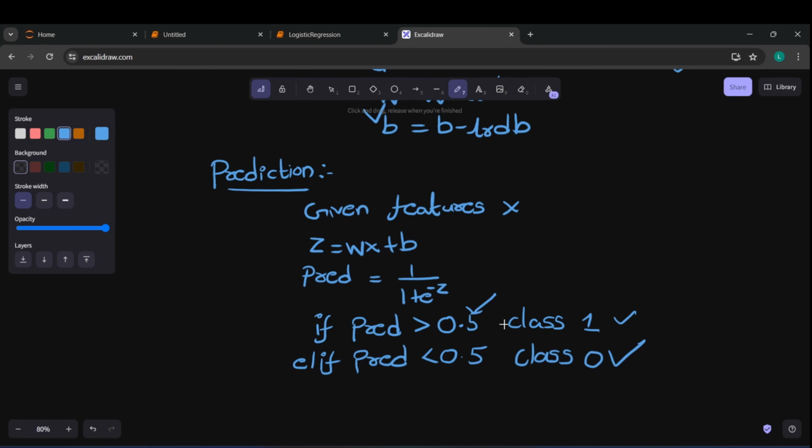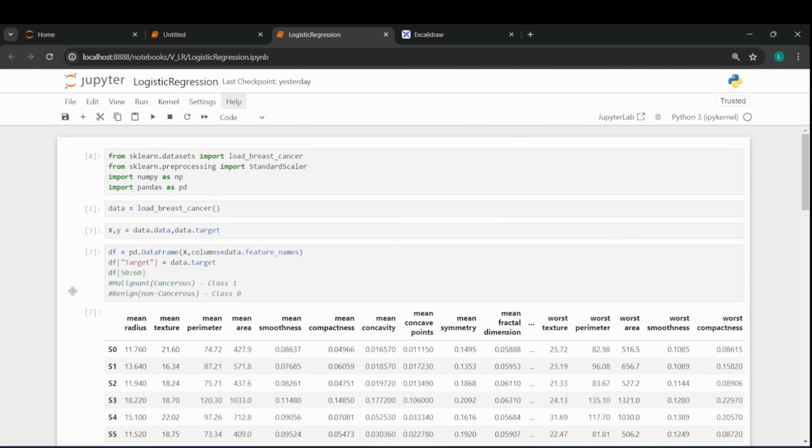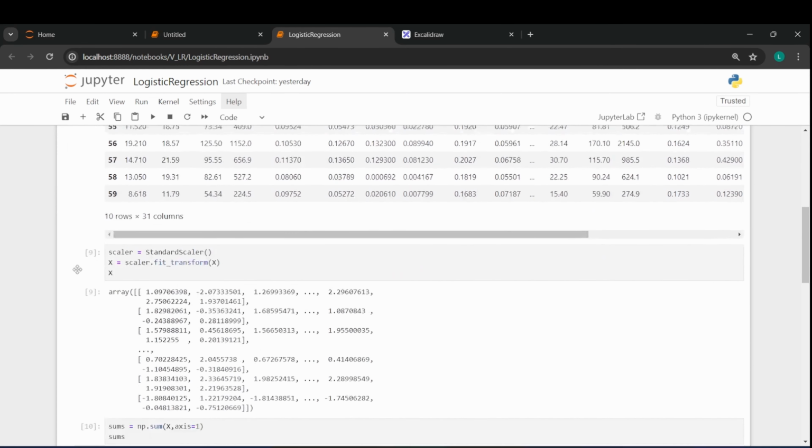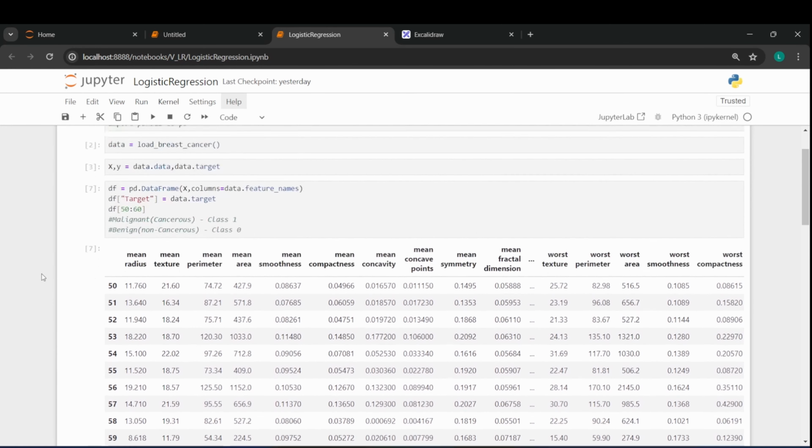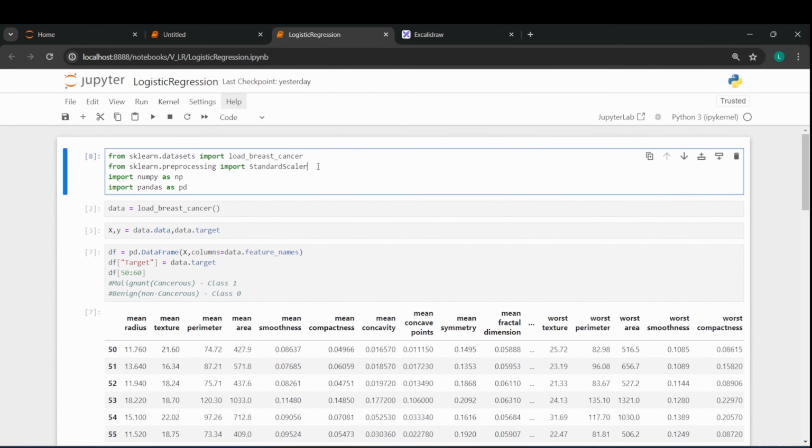Now let's see how to implement it in Python. Okay, we have already loaded our dataset and then pre-processed it. Let's just start with splitting this data into a test set and a training set.